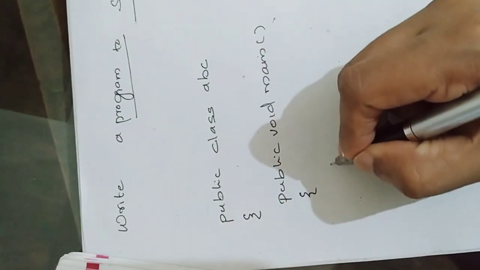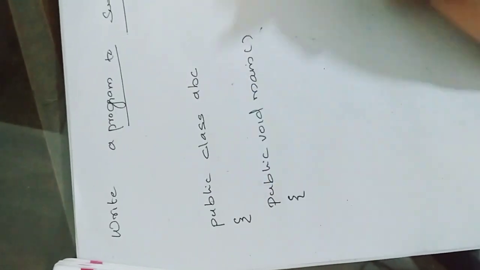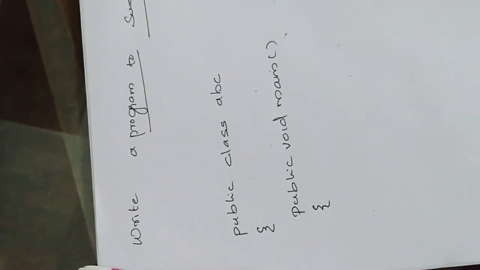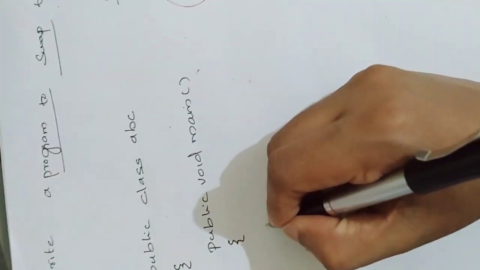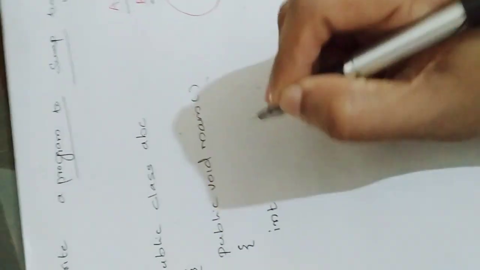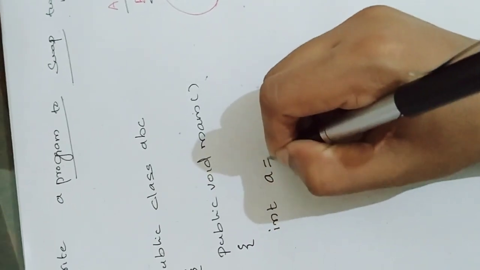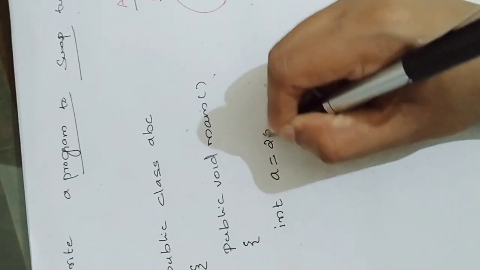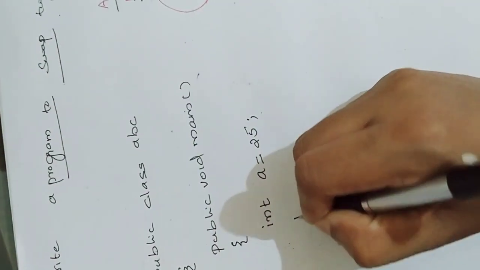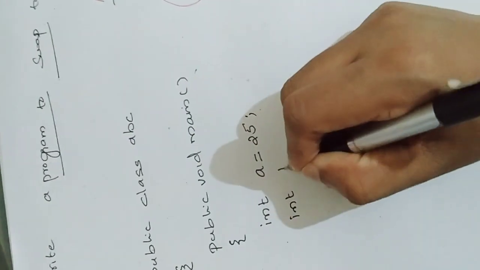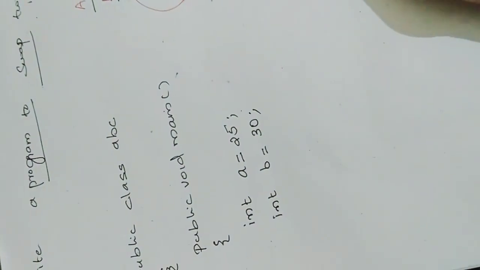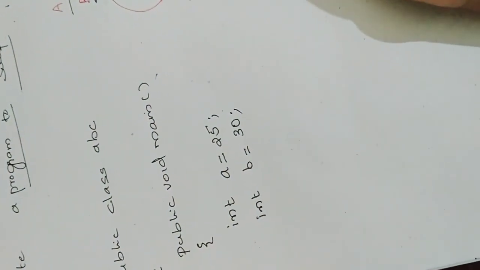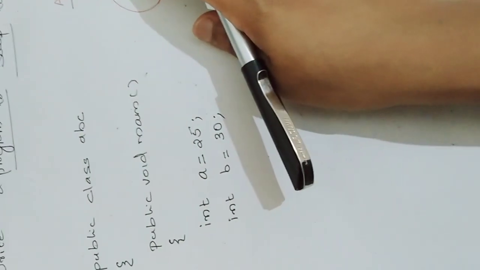Then first you will declare the variables. We need two variables A and B, or whatever you want, that are of type integer. Int A is equal to 25, int B is equal to 30. I have declared two variables.